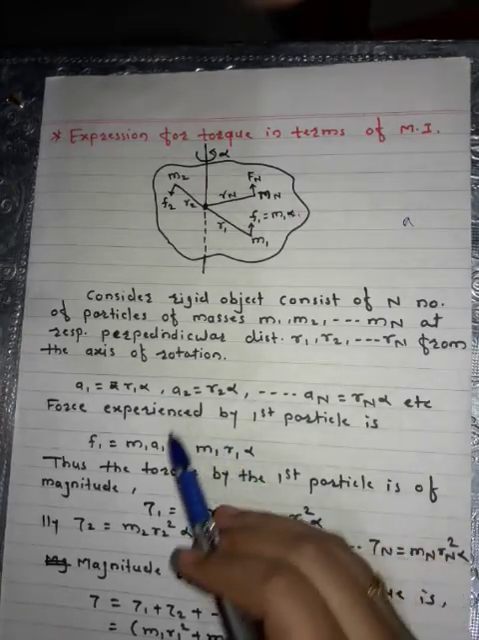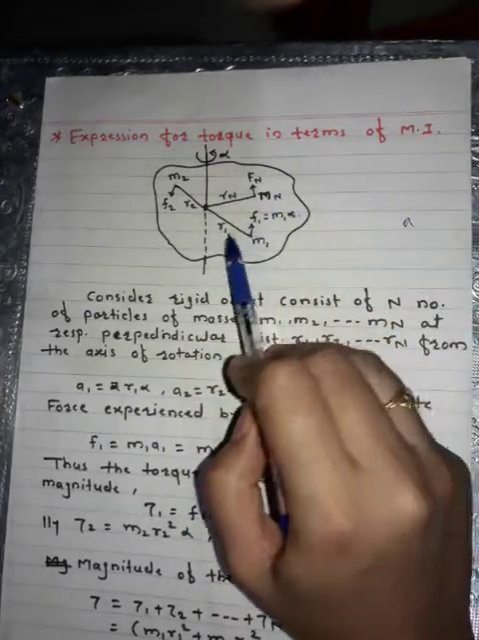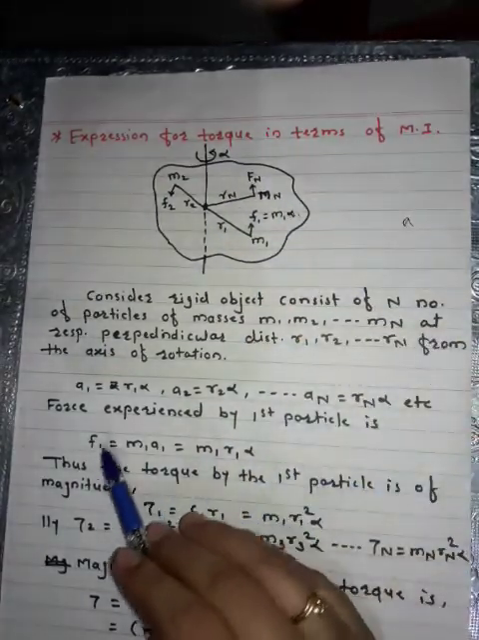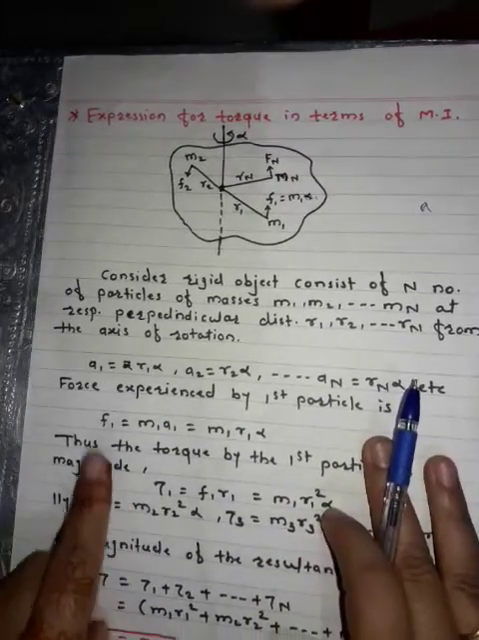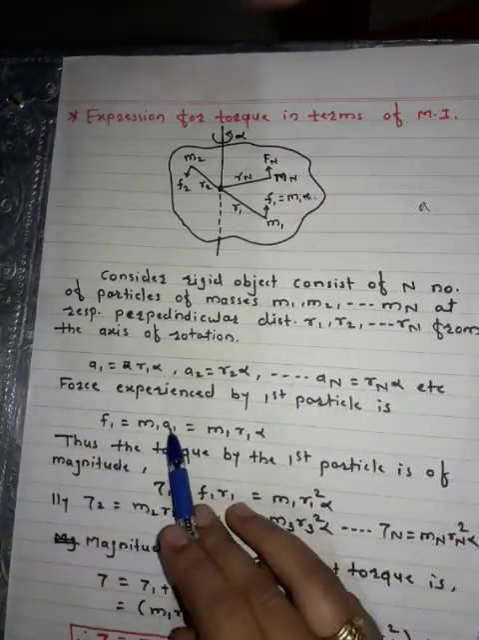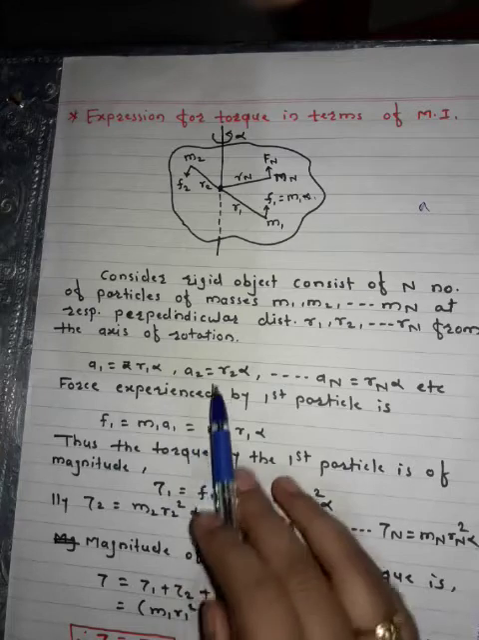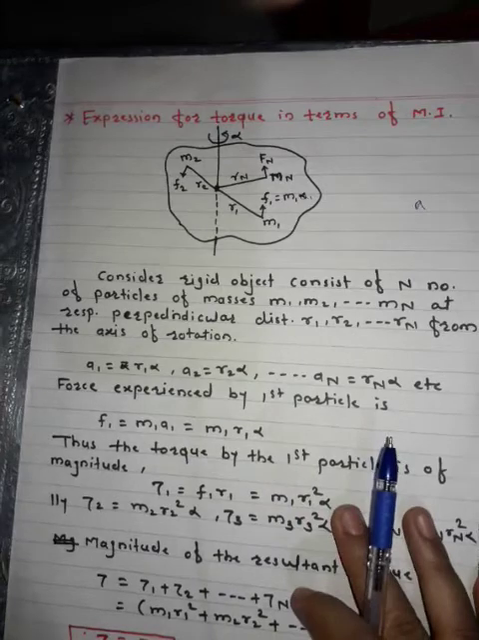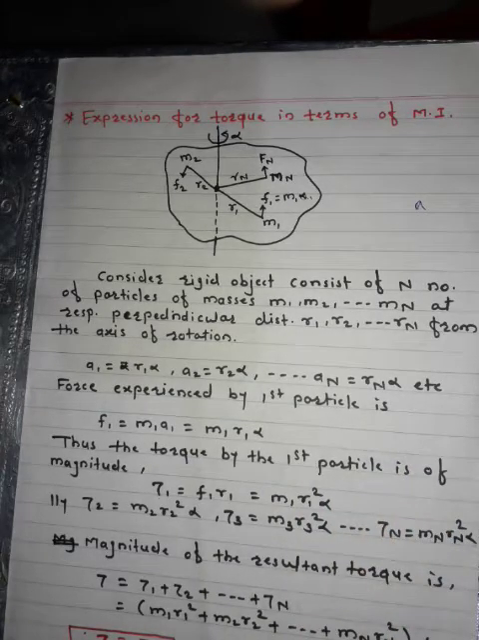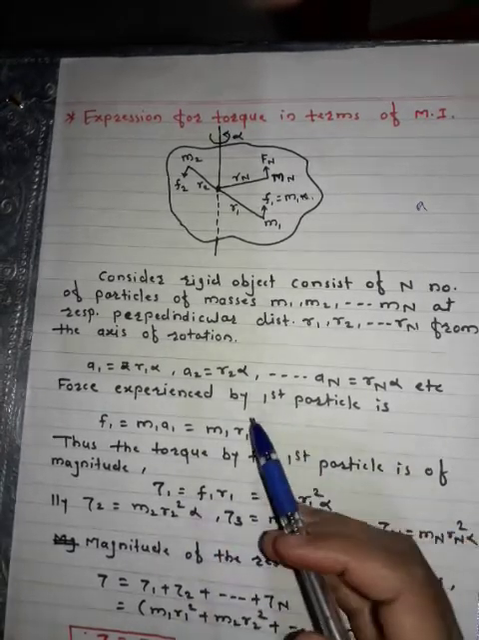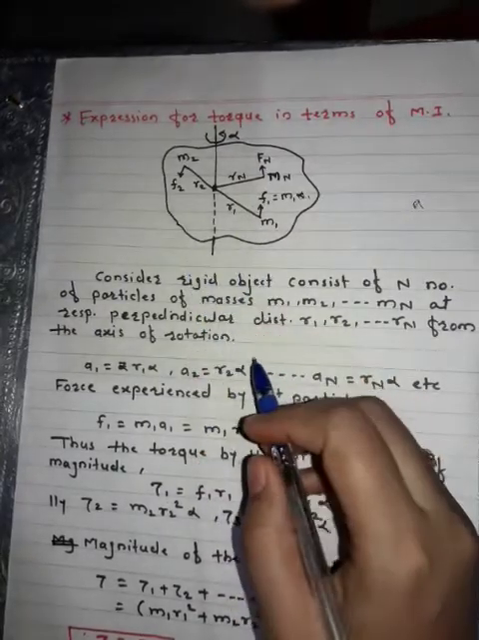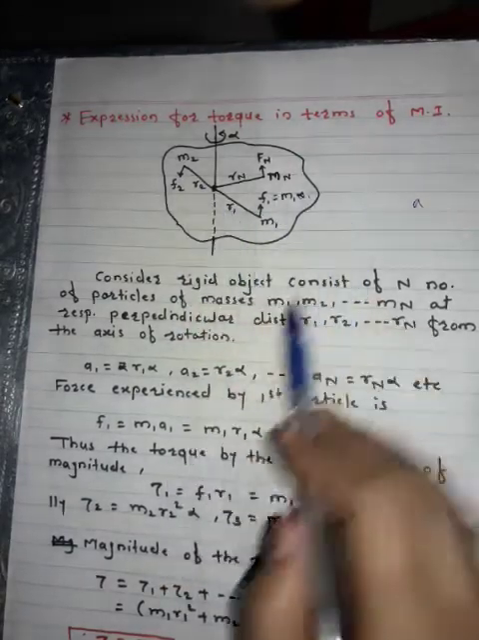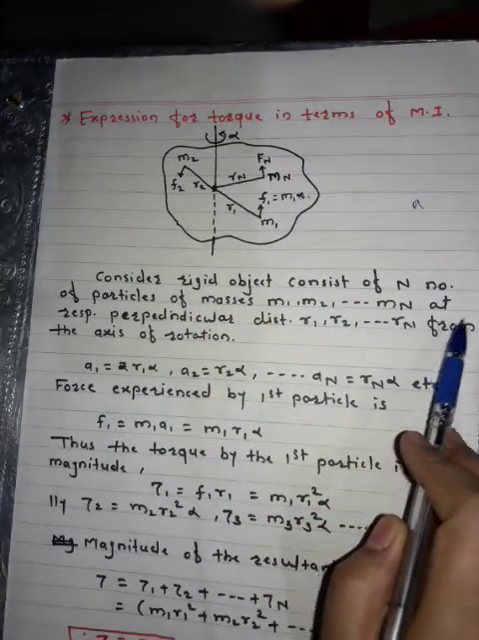Now the force experienced by the first particle, here F1, F2, Fn are the forces, so that the force experienced by the first particle is F1 equal to m1 a1, so it is equal to m1 r1 alpha, because a1 is equal to r1 into alpha. Now as these forces are tangential, their respective perpendicular distances from the axis are r1, r2, rn.